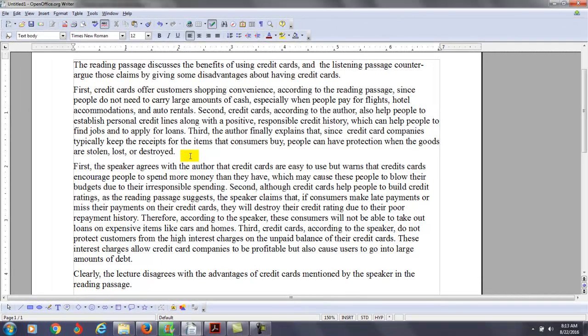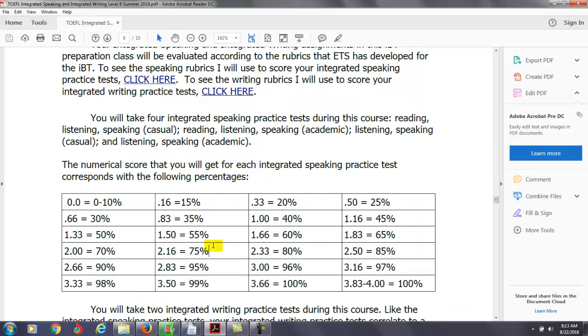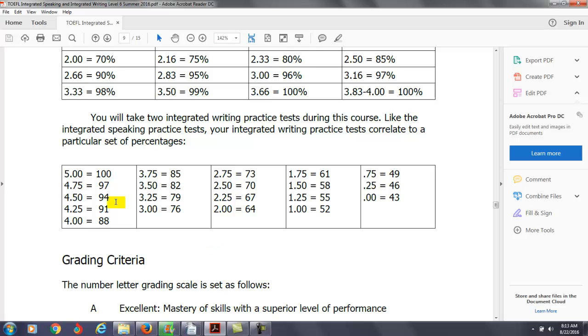So I just gave you a score of 3.0 out of 5, 20 points out of 30 on this one. So if you go into the syllabus under writing, let's figure out your score. So 3.0 out of 5, this is going to put you at 76% on this essay. All right?